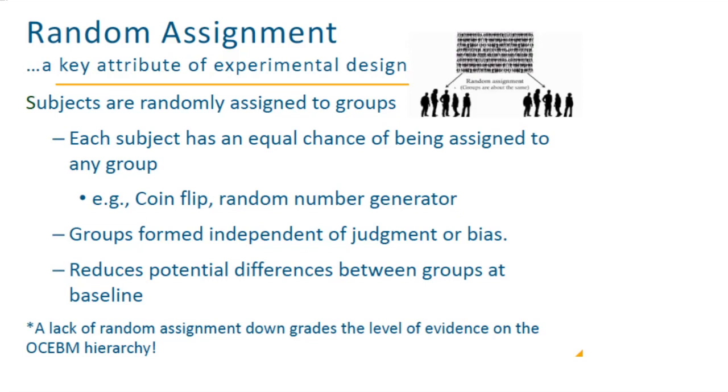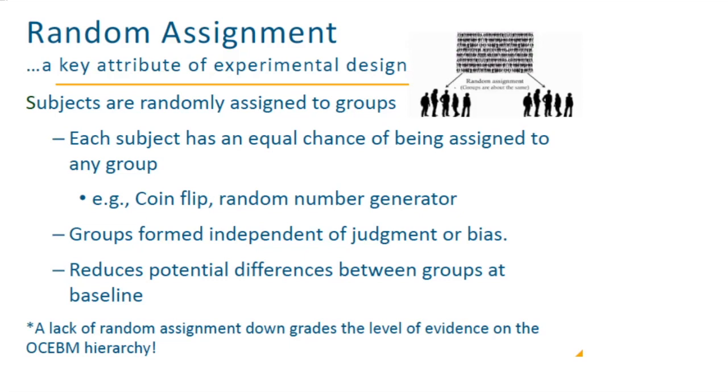Okay, the random assignment is a fundamental attribute of the randomized control trial. Okay, the subjects are going to be randomly assigned to groups. Okay, and the way that you do it is that each subject has an equal chance of being assigned to either group. You can even do it as simply as a coin flip. You may have subject 1, 2, 3, 4, 5, 6, 7, 8, 9, 10, and you flip a coin for each one, or you draw a name out of the hat, or use a random number generator.